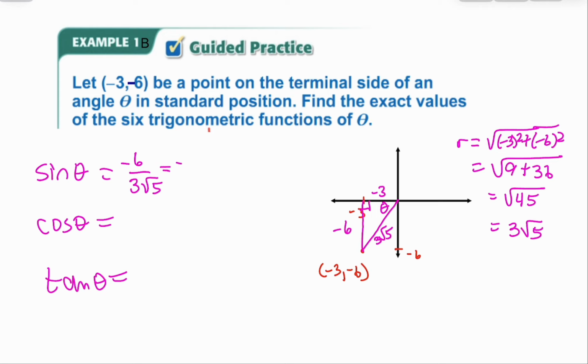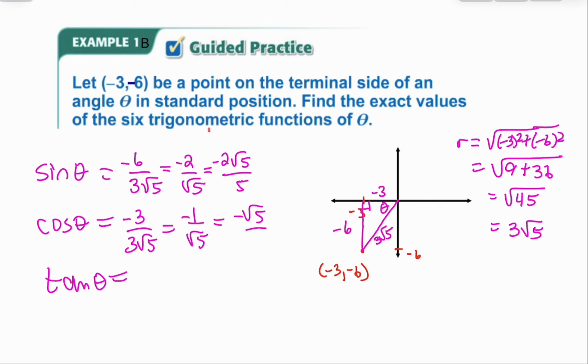The top and bottom are both divisible by 3. The 5 is its own animal. We have to rationalize, pop the radical to the top. It will sit next to the 2 and leave a normal 5 behind. Okay? Cosine is adjacent over hypotenuse, which reduces down, which needs rationalized.